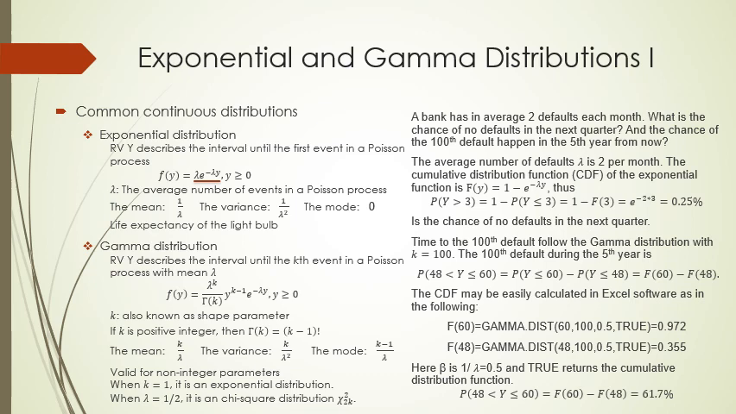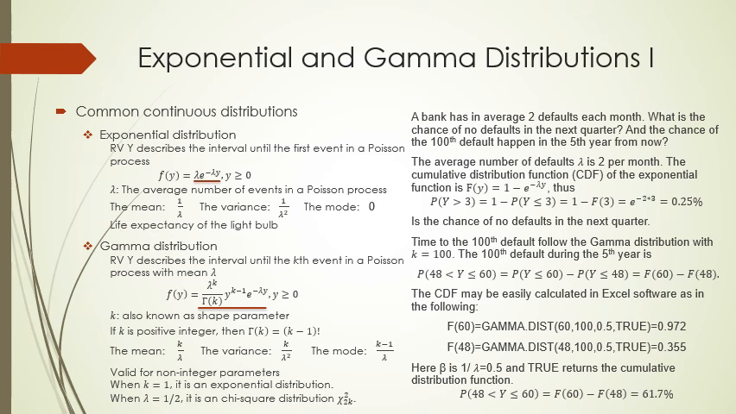We also may be interested in the kth event instead of the first event. If that is the case, an exponential distribution is generalized to a gamma distribution. The interval until the kth event in a Poisson process is a random variable with a gamma distribution. The probability density function is this, with k also known as the shape parameter.